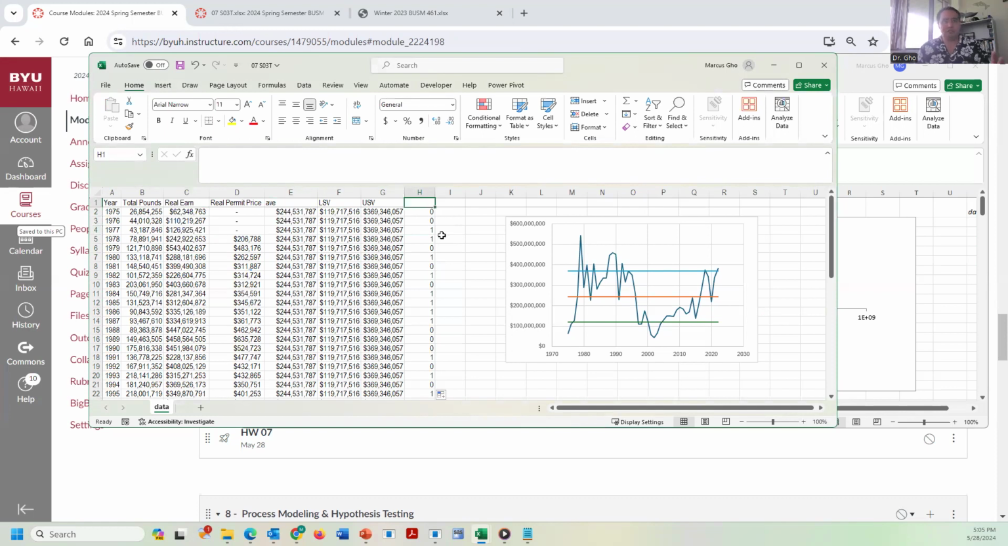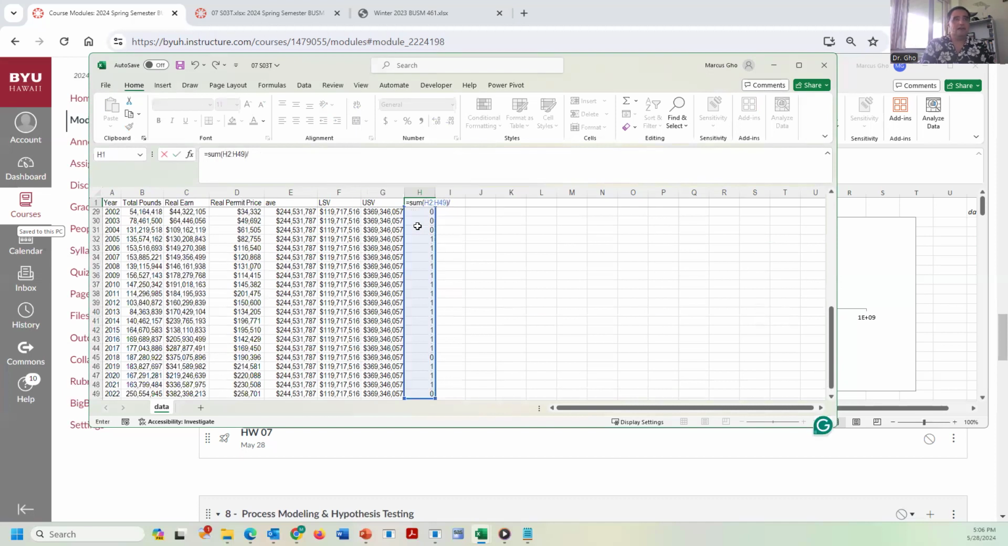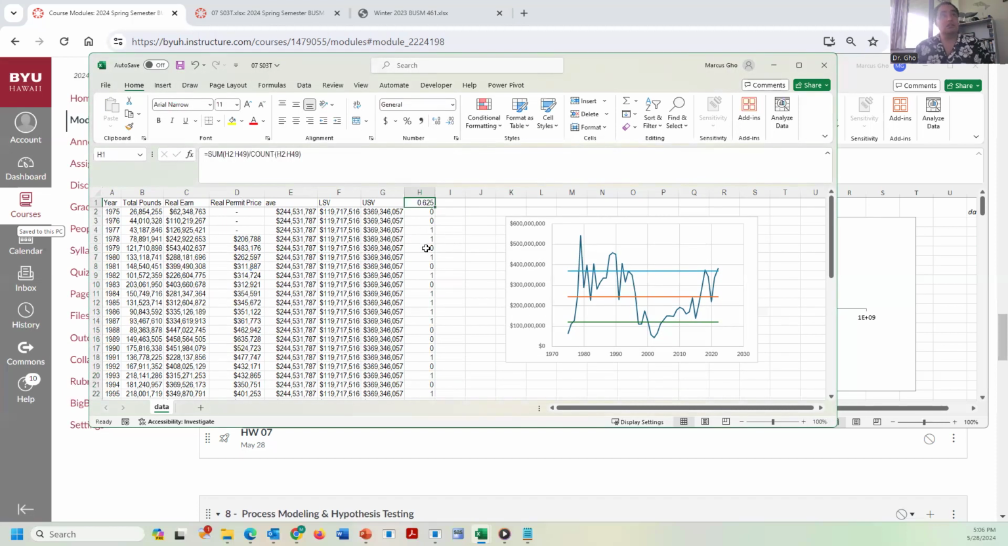Now to see what proportion of these are within specification, I'll do equals, I'll sum up all the ones, divide it by the count. Let's see, H2 to H49. And that gives me 62.5%. I'm going to turn that into percent. So 62.5% are within specification, which means it's not a stable process.